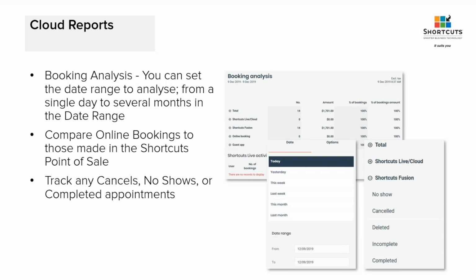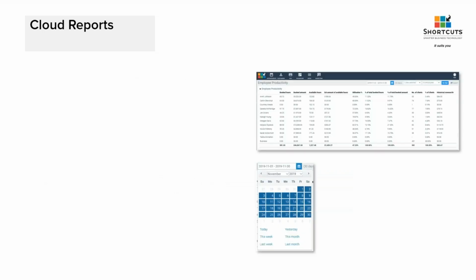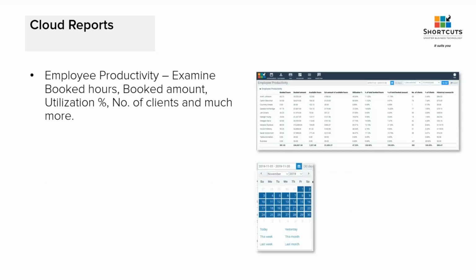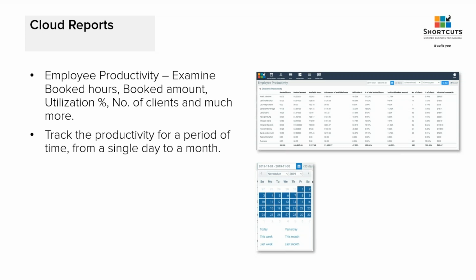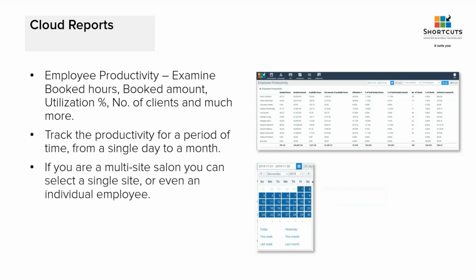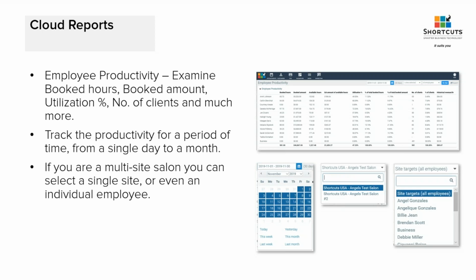And you'll get a breakdown on some of these. So in booking analysis, for example, you can take a look at cancels, no-shows, completed appointments, and see how your business is trending. For employee productivity, you can actually see your staff, how they were booked versus how much they actually work. So what is their actual utilization?